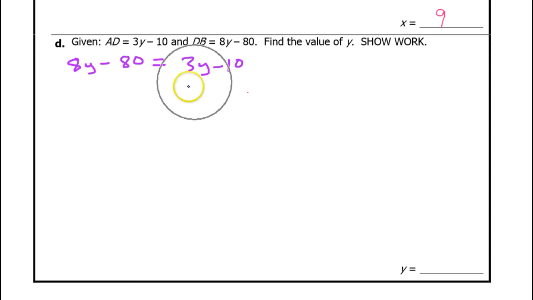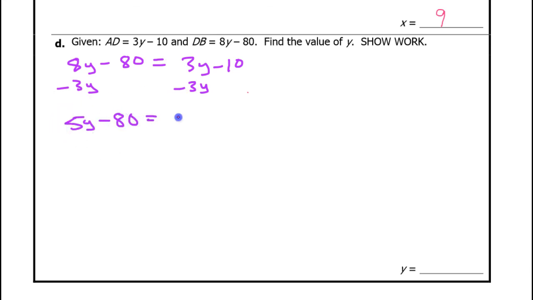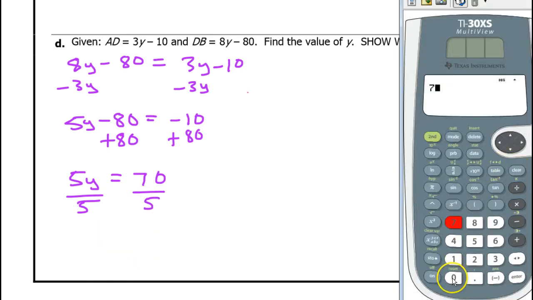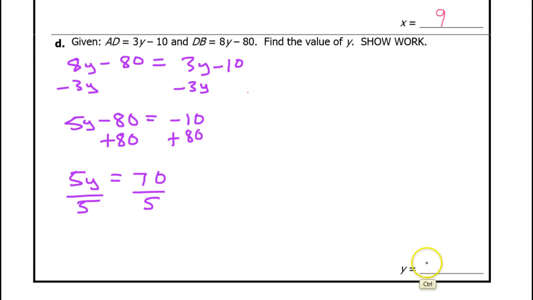So I see I have variables on both sides, so the first thing I want to do is get those together by subtracting 3y from both sides. So that's going to give me 5y minus 80 is equal to negative 10. And then I can add 80 to both sides. So that'll give me 5y is equal to 70. And then you divide both sides by 5. And that's 14. So y is equal to 14.